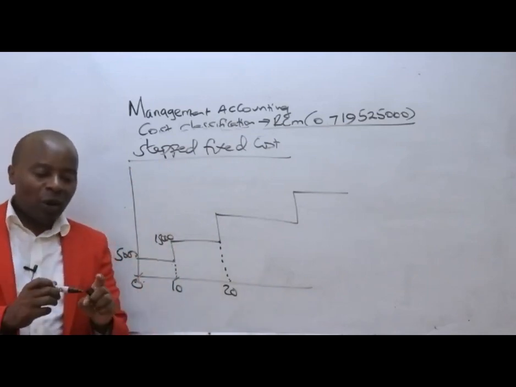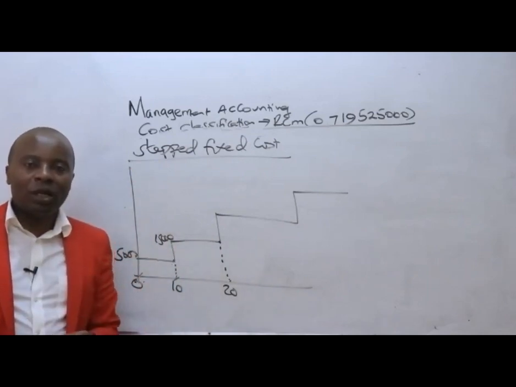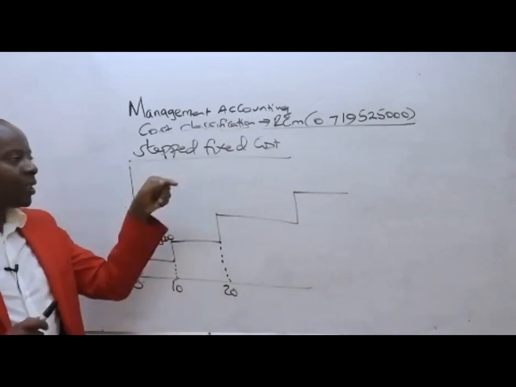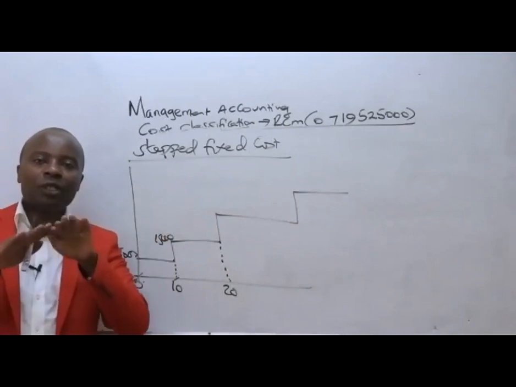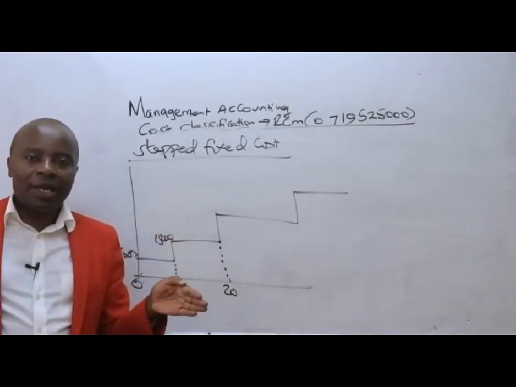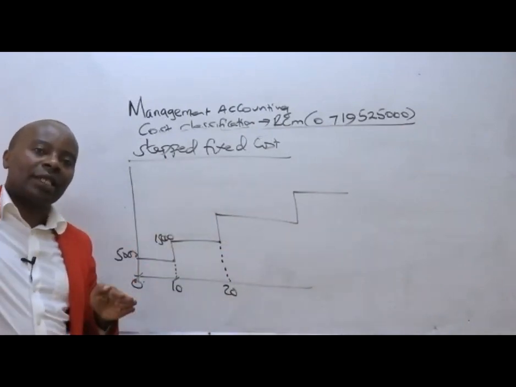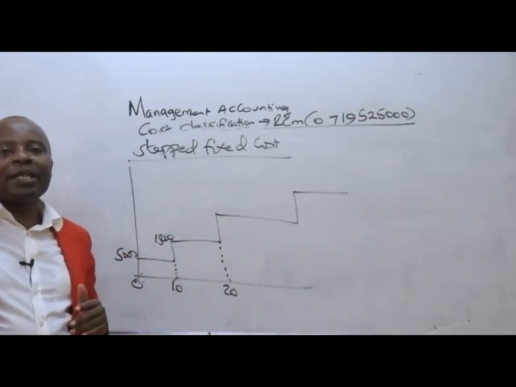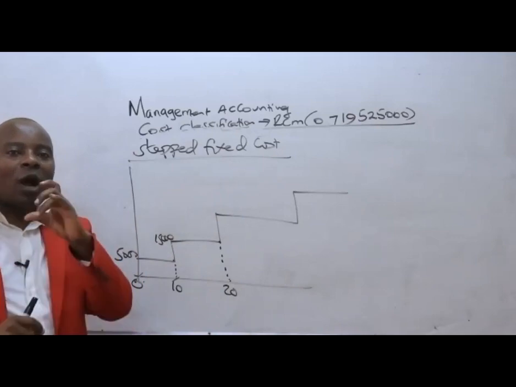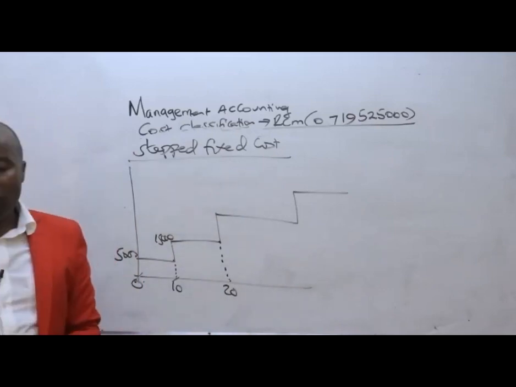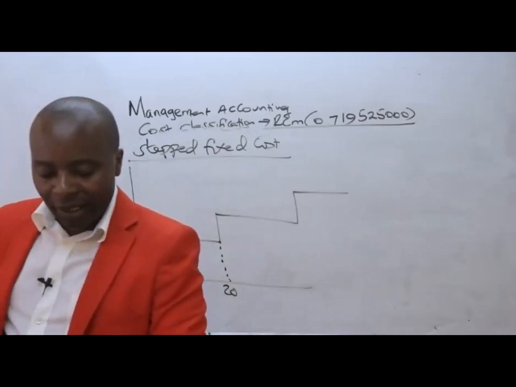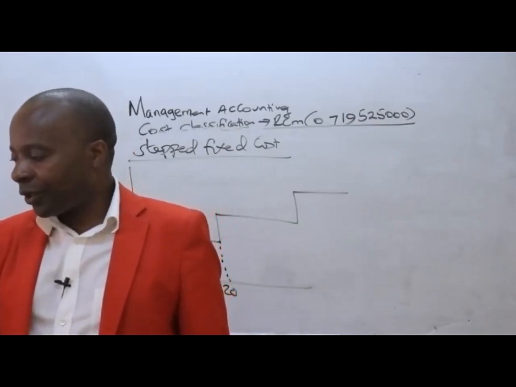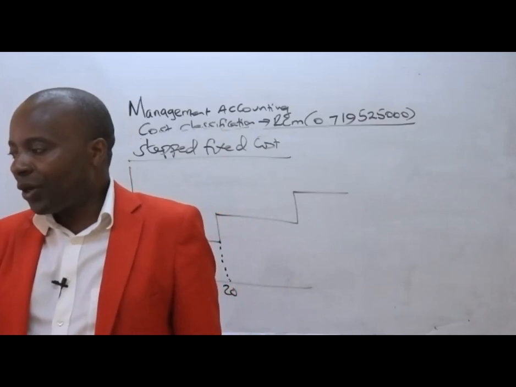Ladies and gentlemen, I would want you to understand this very well: stepped fixed costs remain constant over some range. Beyond that range, they increase in a lump sum manner. Increasing in a lump sum means increasing with a one-off amount. And that now marks the end of the behavioral classification, how costs behave in relation to activity.